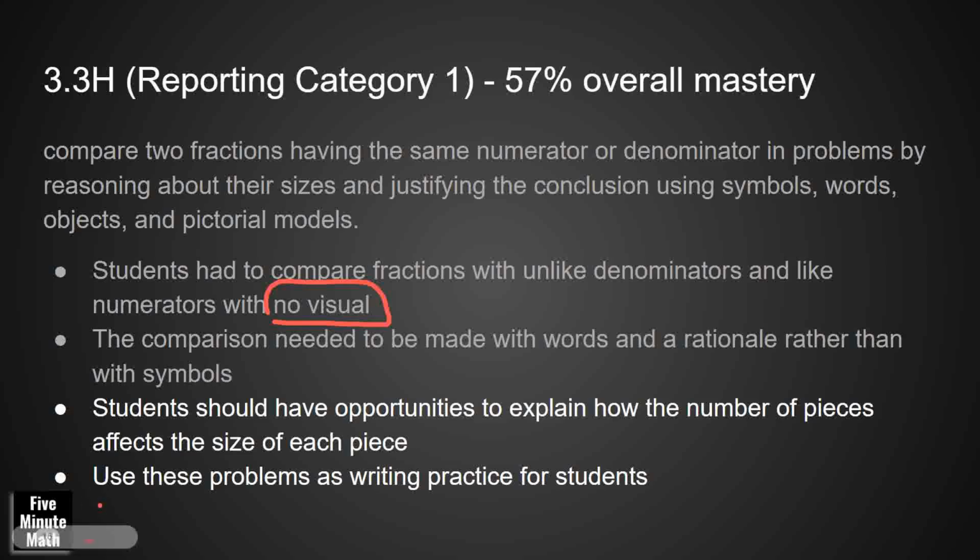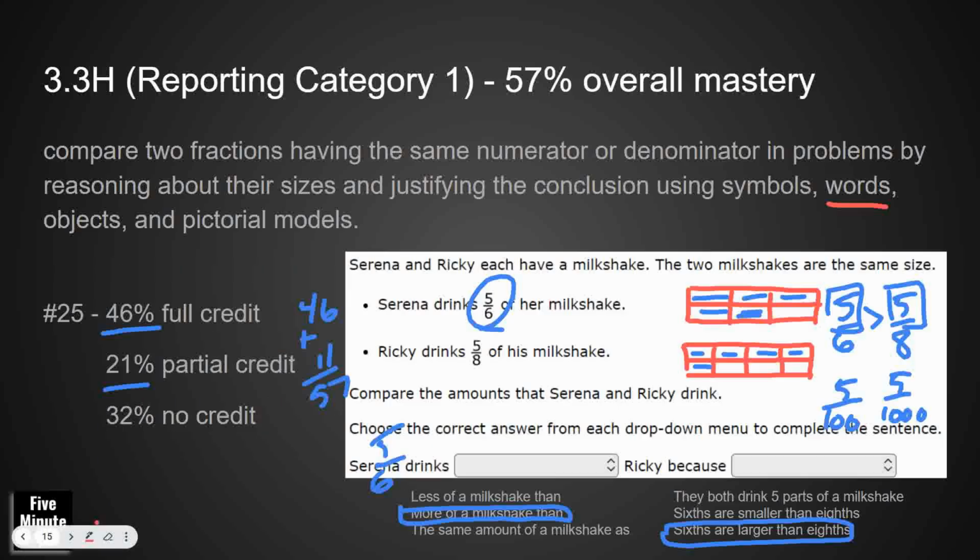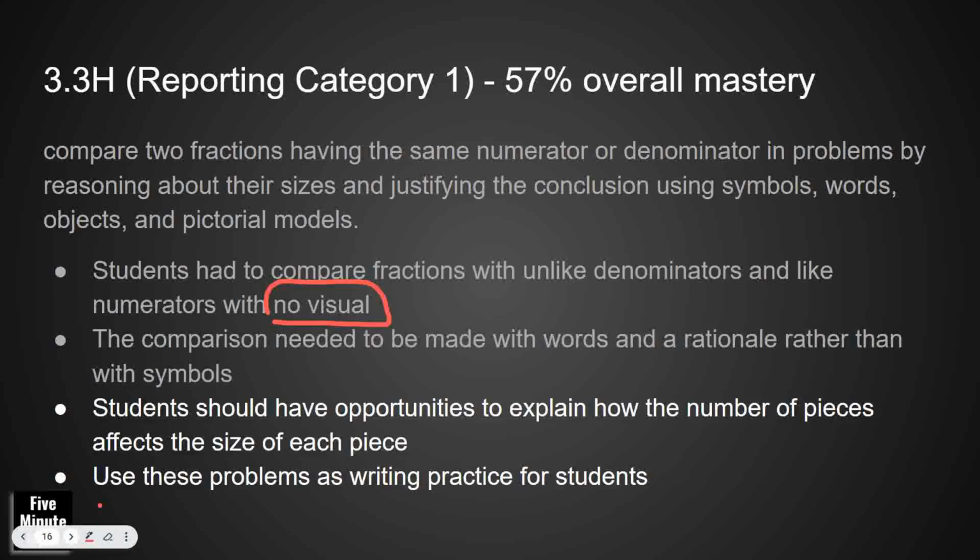But did you notice that my visual was very meticulous in how I drew the sixths and the eighths, and I made sure that each rectangle was the same size? It is a good scaffold for students that have good drawing abilities, but if they're going to draw them of different sizes, then the visual will make it harder. Because honestly, either way, you need to make the comparison with words and a rationale rather than simply with symbols. So there's no greater than or less than necessarily needed. We need the words and the symbols.